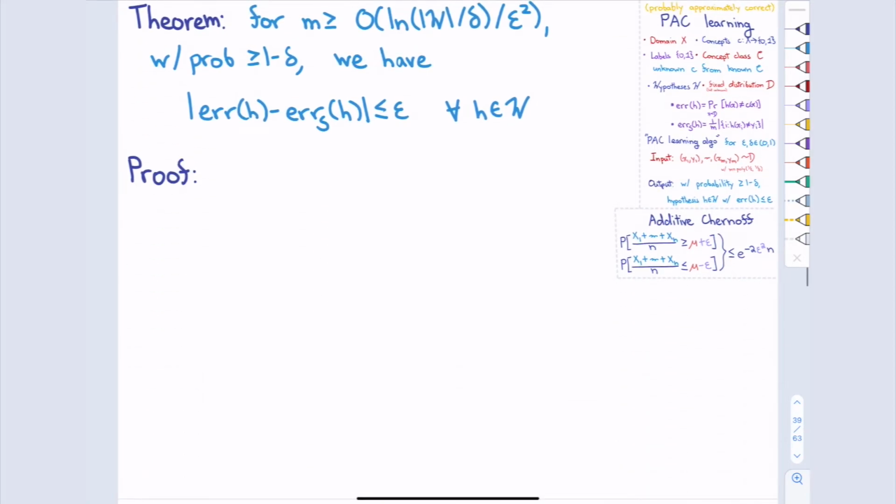How might we prove this? It kind of almost looks like additive Chernoff. Anyone want to go further than kind of almost looks like? It would only get you partial credit on the midterm. Yeah, it'll get you kind of almost full credit. So how would I apply additive Chernoff?